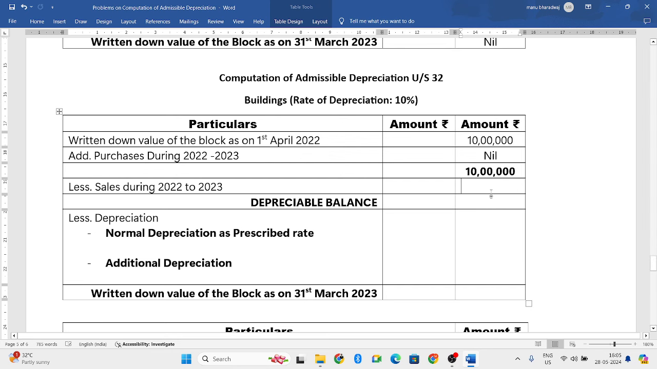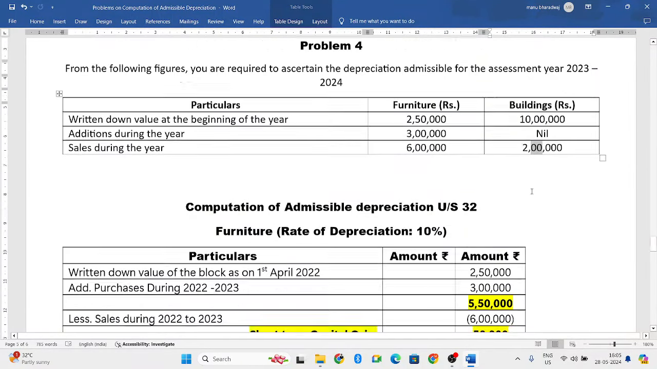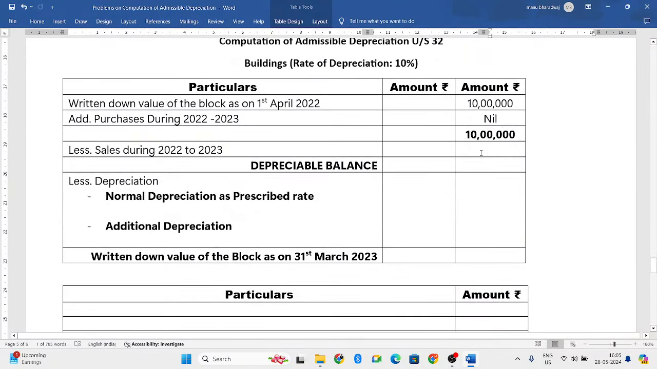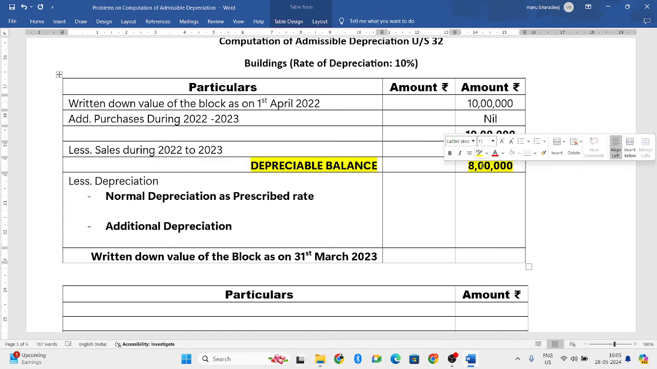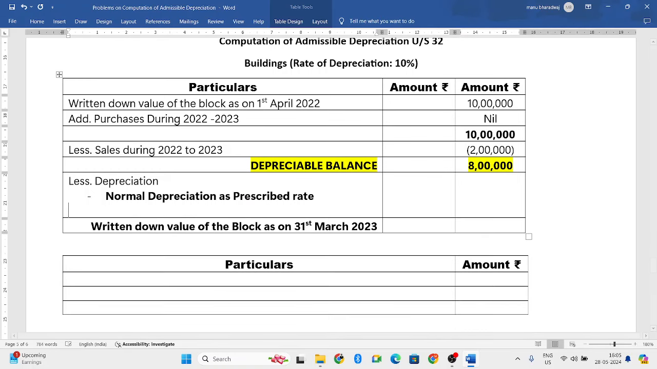For this you have to reduce the sales made during the year. The sales made during the year is 2 lakh rupees. So less sales 2 lakh rupees. After you deduct, you will get a depreciable balance of 8 lakh rupees. On this depreciable balance we have to charge the depreciation. Since it is a building we don't charge any additional depreciation.